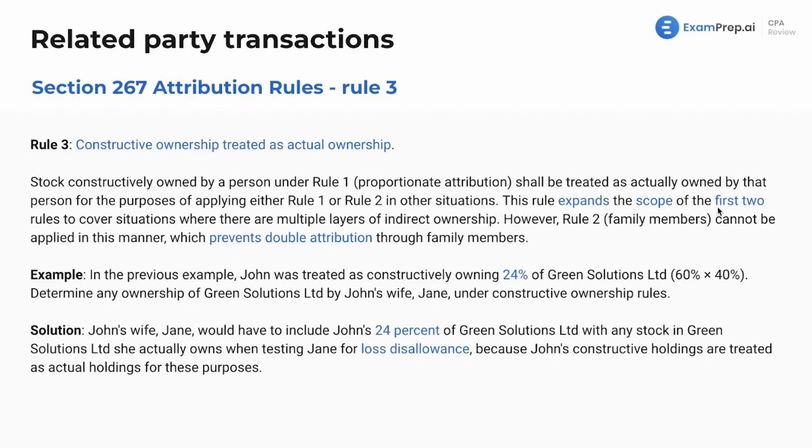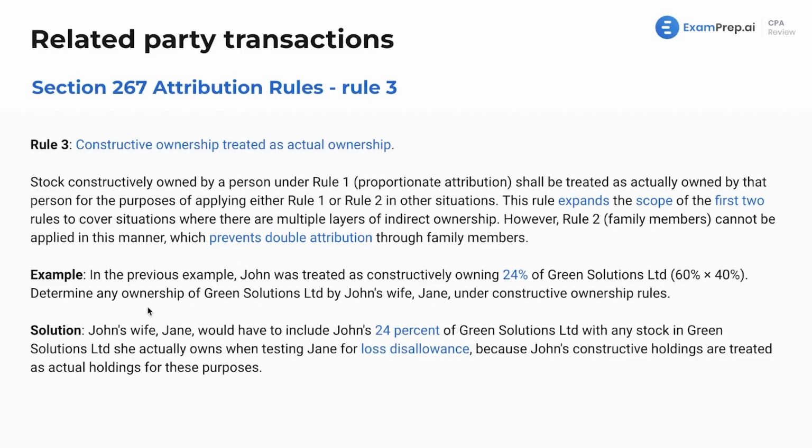Now, this rule expands the scope of the first two rules to cover situations where there are multiple layers of indirect ownership. However, Rule 2, where we deal with family members, cannot be applied in a manner which causes double attribution through family members. Again, we want to make sure that we do not double count anything. So in our previous example all the way back, we saw that John was treated as constructively owning 24% of Green Solutions Limited. Not too far away. Hopefully you don't forget that example.